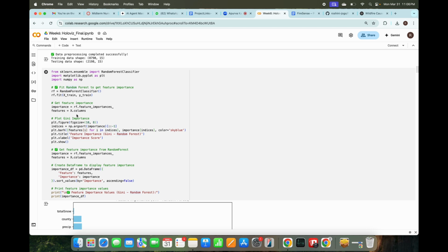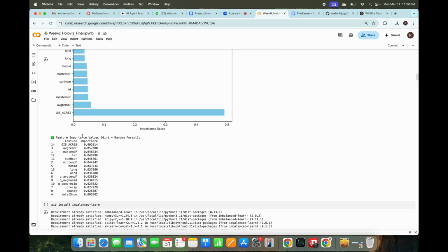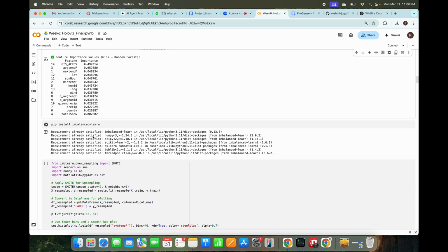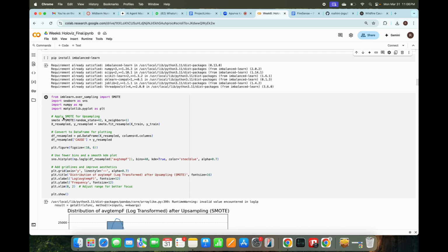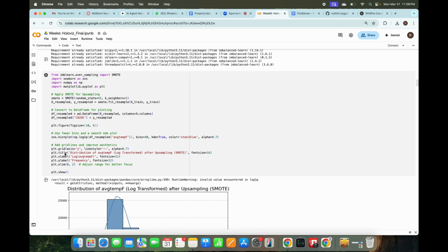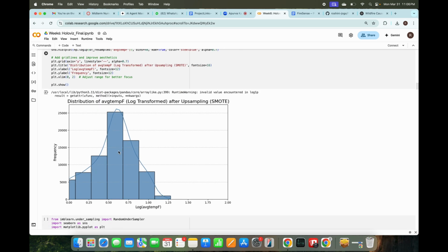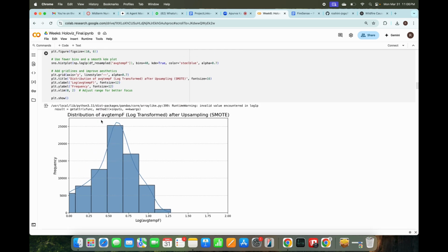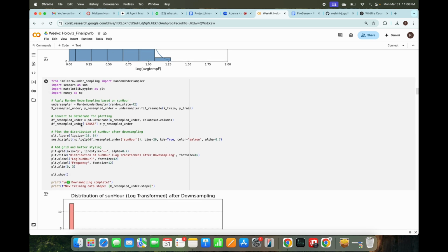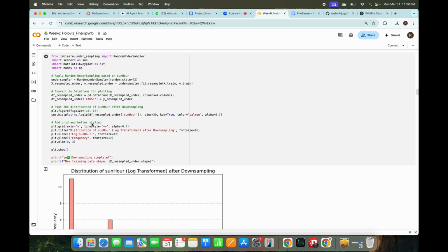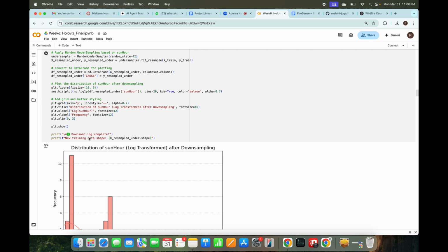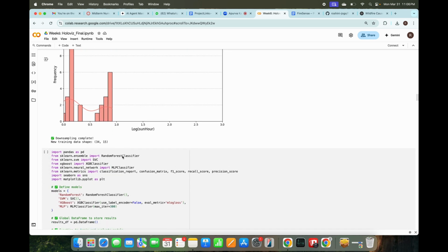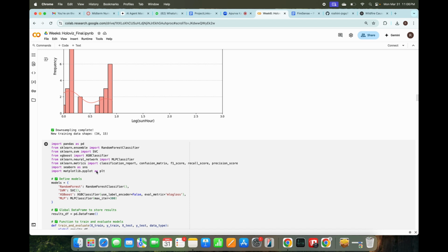And then later we are getting our feature importance by plotting our feature importance. So these are the importance values for each feature. And later we are going ahead with our classification with multiple models, and before that we are applying SMOTE analysis for upsampling, and also adding some grid lines and improving the aesthetics for the features. And this is the graph for that, and also applying random undersampling, converting them into data frames, and also performing the downsampling. Where the downsampling is completed.